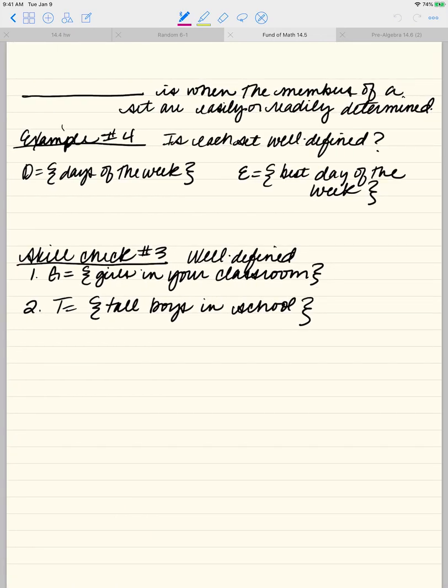Last definition that we need, as we move throughout this section, is this idea of something being well-defined, or a set being well-defined. We say a set is well-defined when the members of the set are easily or readily determined. This is best explained through some examples. So example number 4 says, is the set well-defined? D, the days of the week. Can you easily determine what the days of the week are? Yes. No one's going to argue with you when you say the days of the week are Sunday, Monday, Tuesday, Wednesday, Thursday, Friday, Saturday.